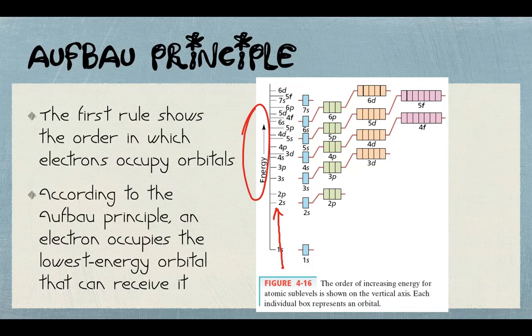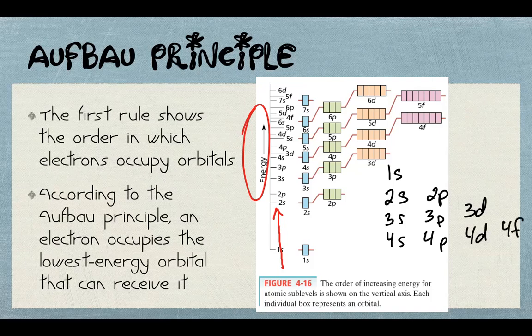There is a trick that I've seen a lot in Thailand, and I'm trying to see if I can remember. It starts off like this, 1s, because level 1 only has the s orbital, and energy level 2 has 2s and 2p. Then you have 3s, 3p, 3d, 4s, 4p, 4d, 4f, and then 5s, 5p, 5d. I'm going to run out of room here, but it doesn't matter.